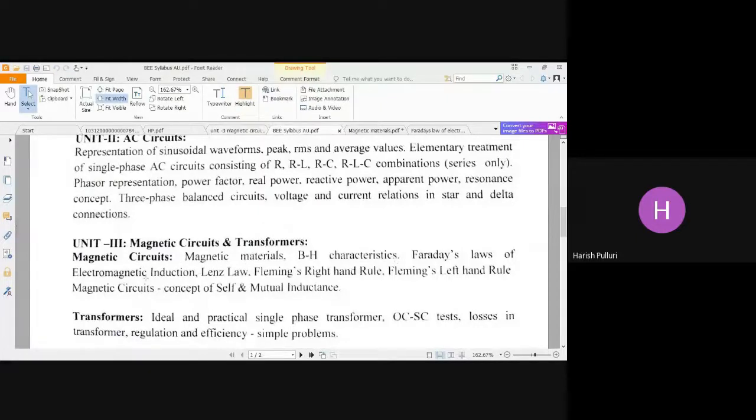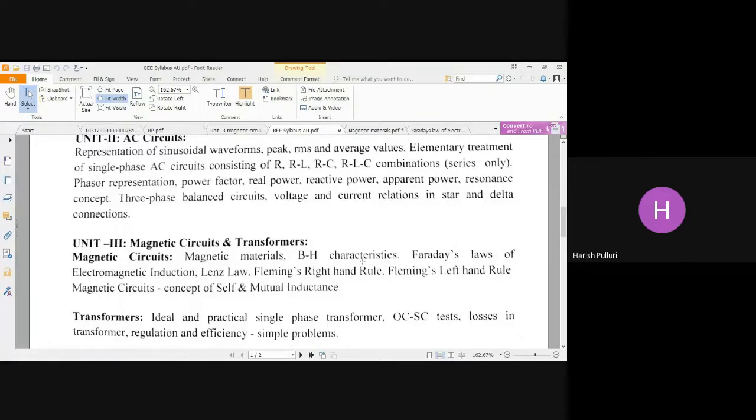Fleming's left and right hand. I will tell you first of all, what is the importance of Fleming's left and right hand? The two rules are important only to find the direction.